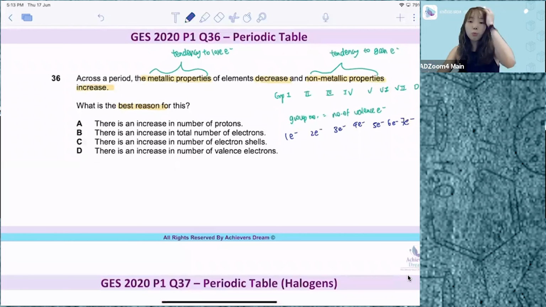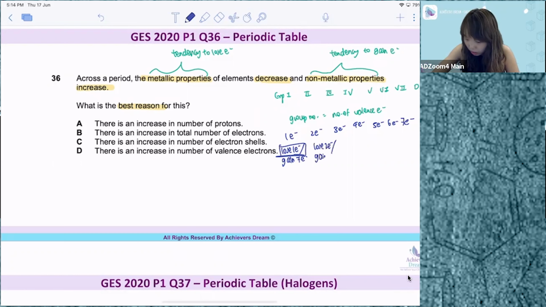So for group 1 metals, to achieve a stable noble gas configuration or a completely filled valence shell, you can either lose the 1 valence electron or you gain 7 electrons. Which one would I prefer? To lose electrons. I'd rather lose the 1 electron than gain 7 electrons. Same for group 2, I would rather lose 2 electrons than gain 6. I'd rather lose 3 than gain 5.